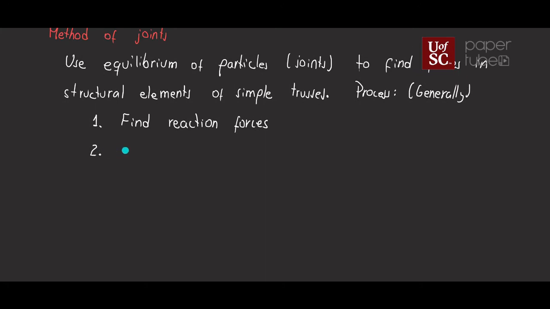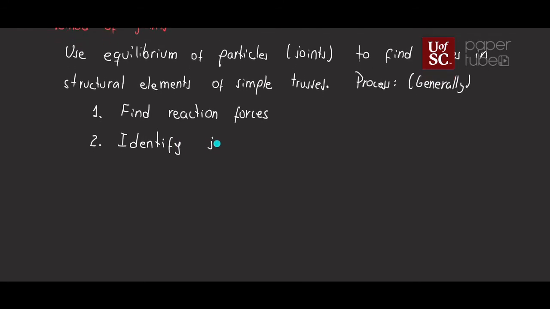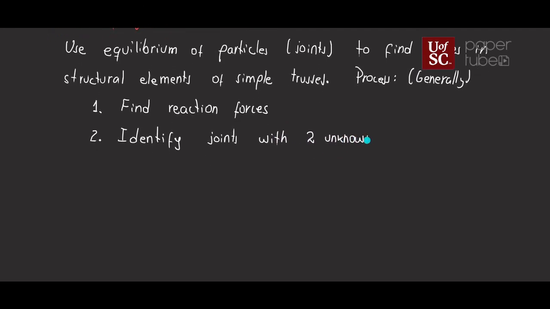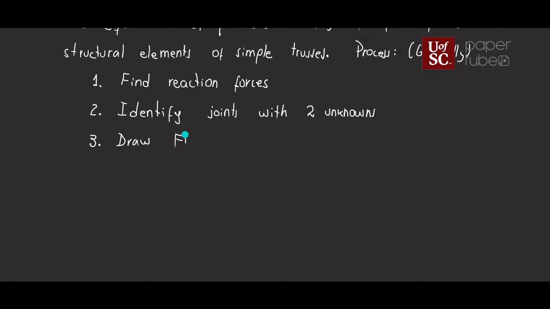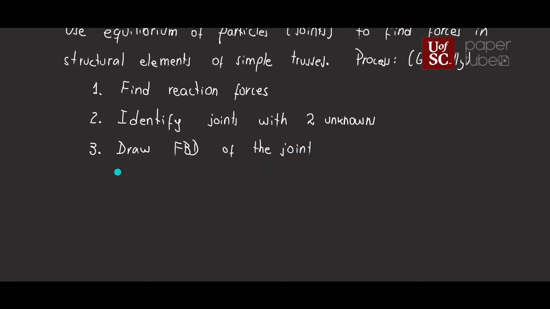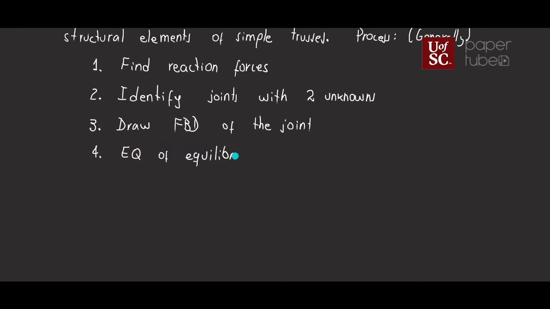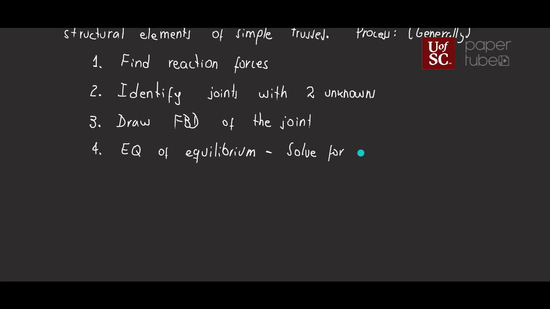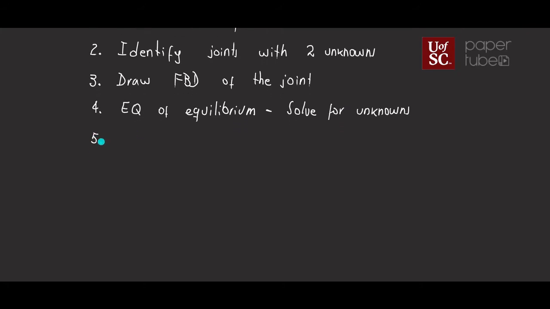The second is we're going to identify joints with two unknowns. And then what we're going to do is draw a free body diagram of the joint, do our equations of equilibrium for that joint, and then solve for those unknowns, right? And then what we're going to do is repeat 2, 3, and 4 as needed.